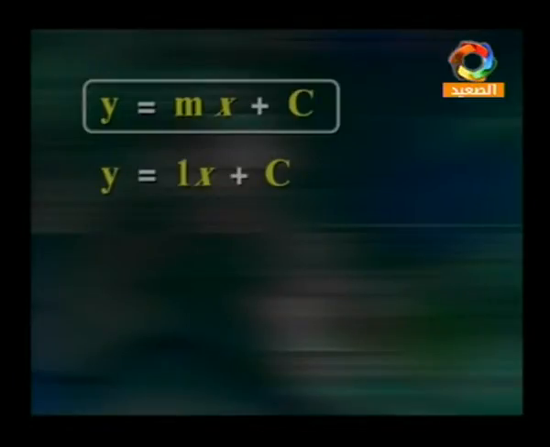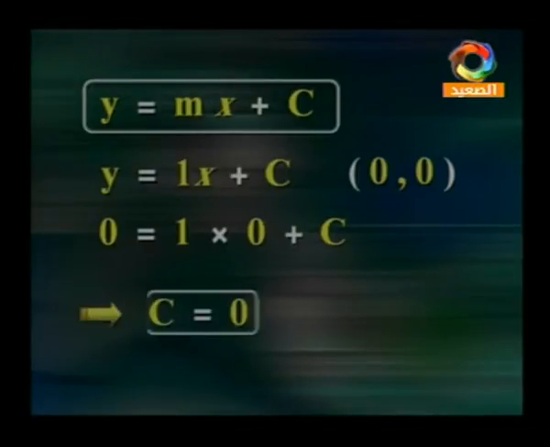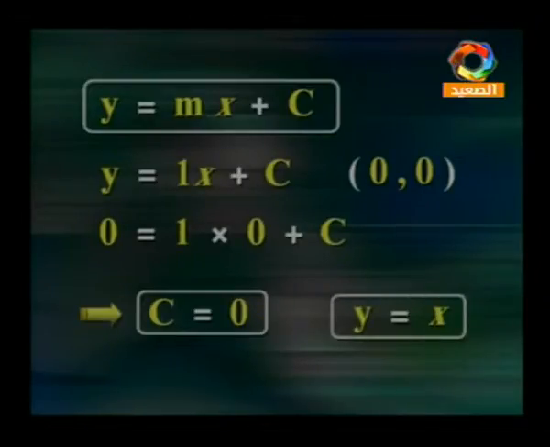Now you can continue by one of the two ways. The first way is by substituting by the origin, which is (0, 0), in this equation, you are going to find that 0 equals 1 times 0, plus c, to find the value of c as 0. And in this case, we can say that y equals x. Or in other words, you know that if the straight line passes through the origin, then the value of c equals 0. So immediately you can find that y equals x.